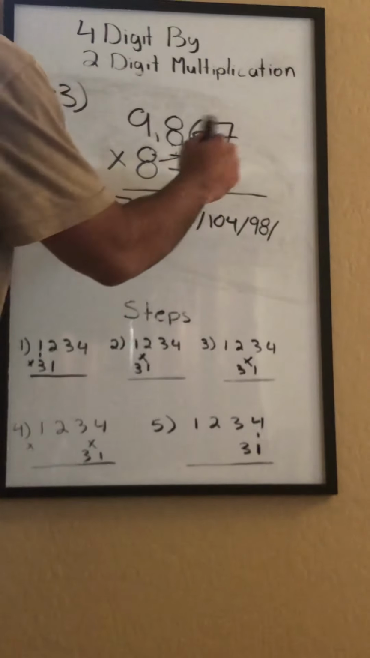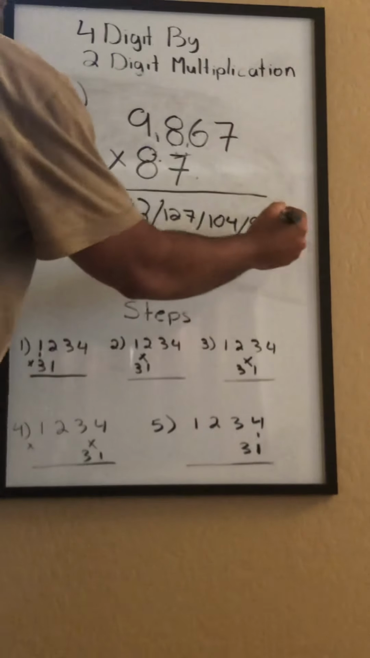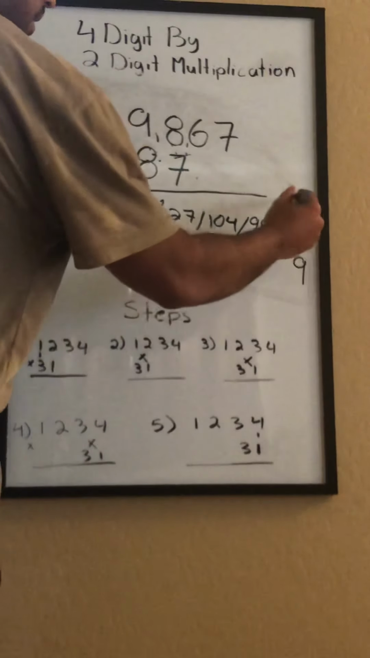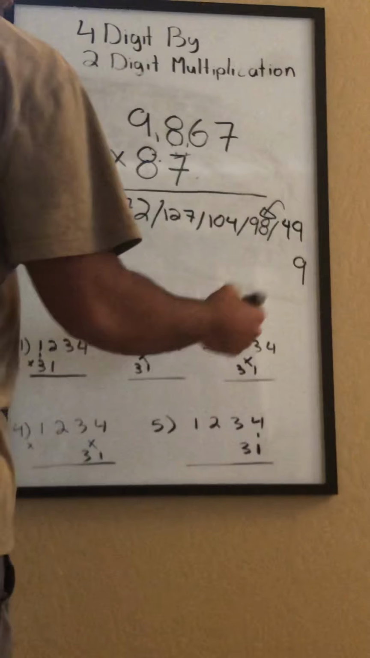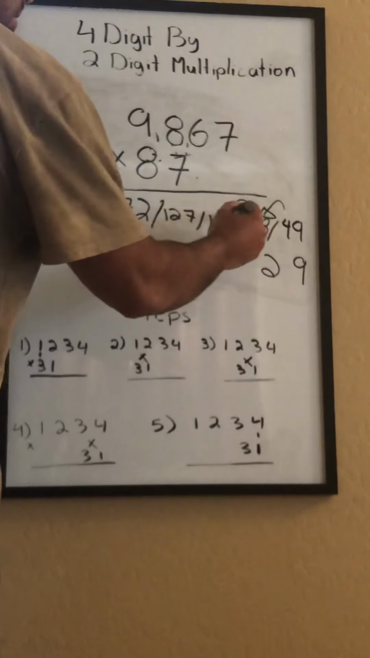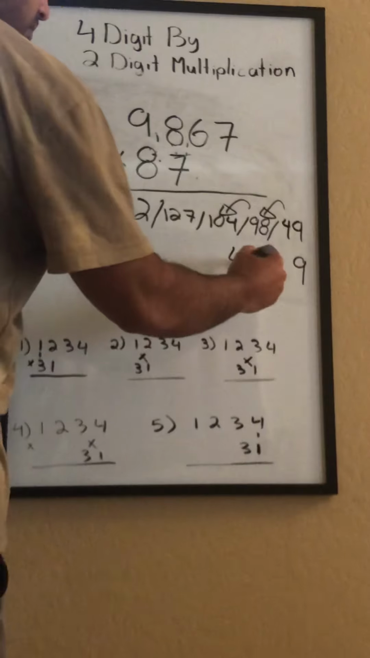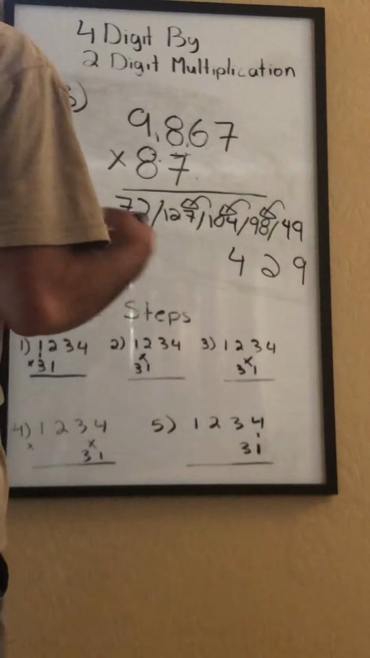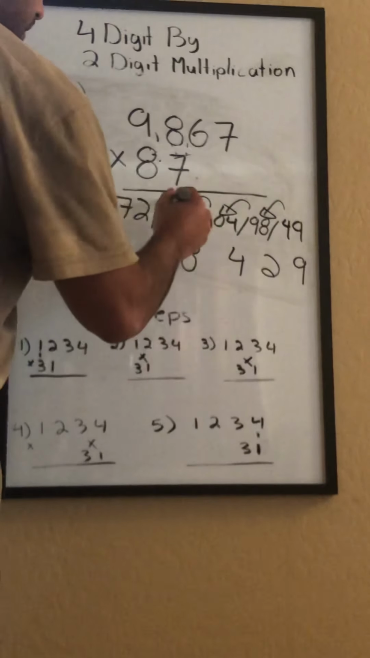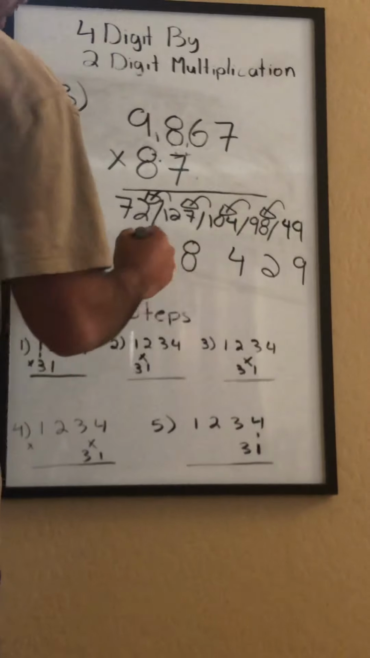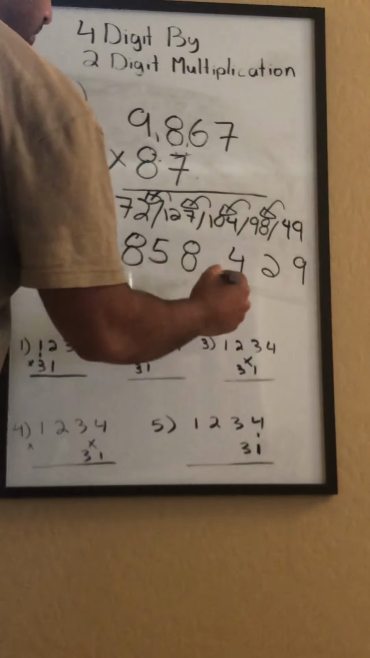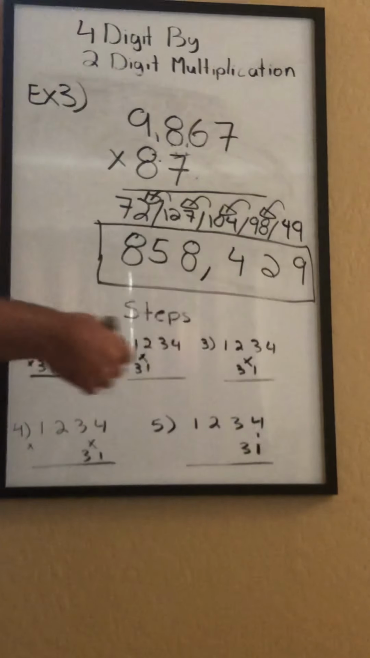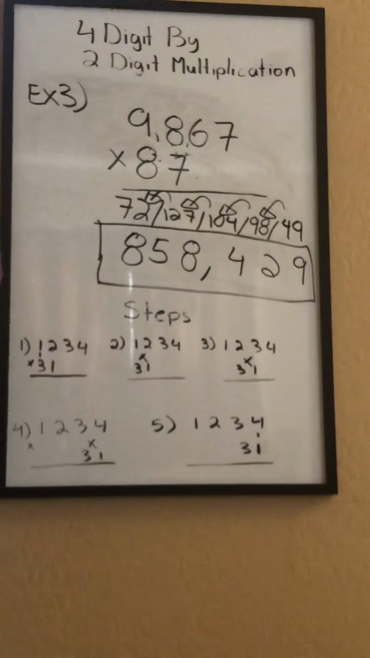And the last step is just the right times the right at the top and the bottom. So 7 times 7 is 49. Okay? Keep the units digit, carry the tens digit. Keep the 9, carry the 4. What's 98 plus 4? 102. So keep the 2, carry the 10. What's 104 plus 10? 114. Keep the 4, carry the 11. What's 127 plus 11? That's 138. So I'm going to keep the 8, carry the 13. 72 plus 13 is 85. Okay? So 858,429.